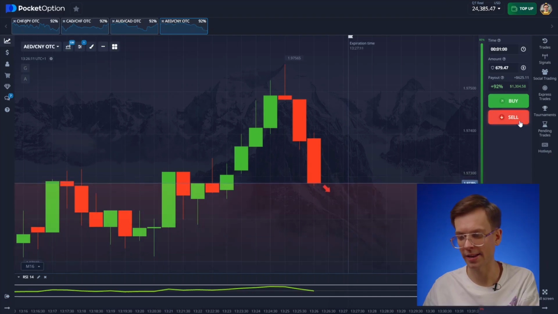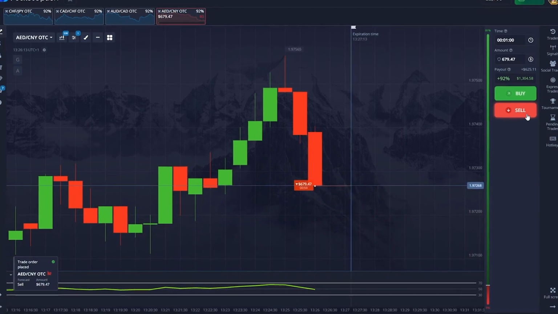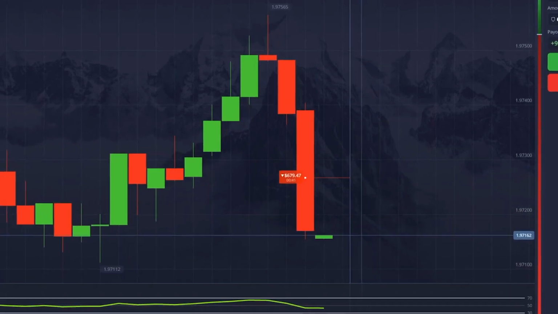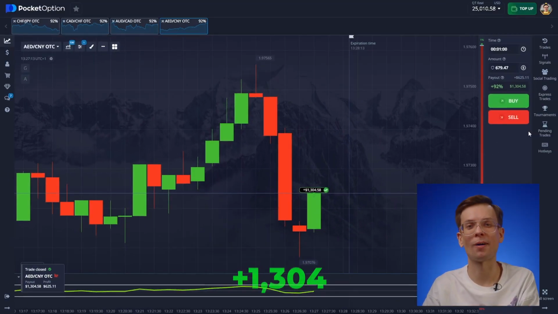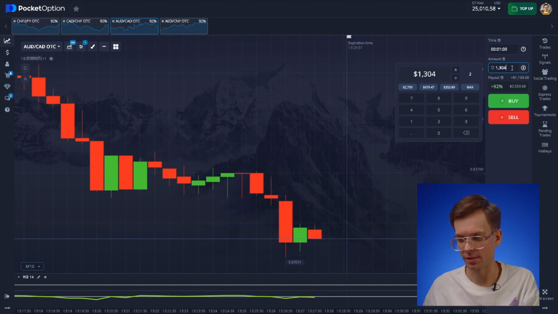Let's not waste any time. Wow, that's a strong impulse. We're heading down right now. My prediction was spot on again. This strategy is showing incredible effectiveness. Let's keep moving forward. Let's check back with this pair.